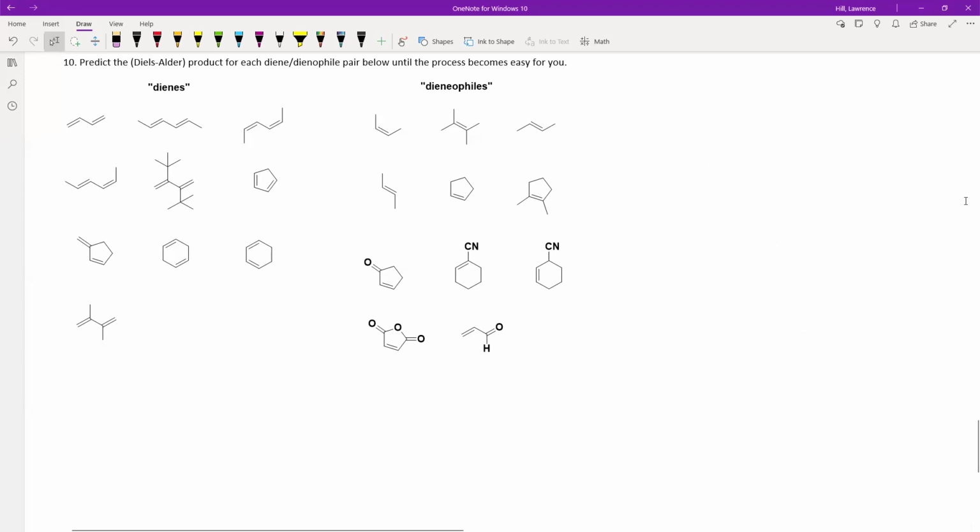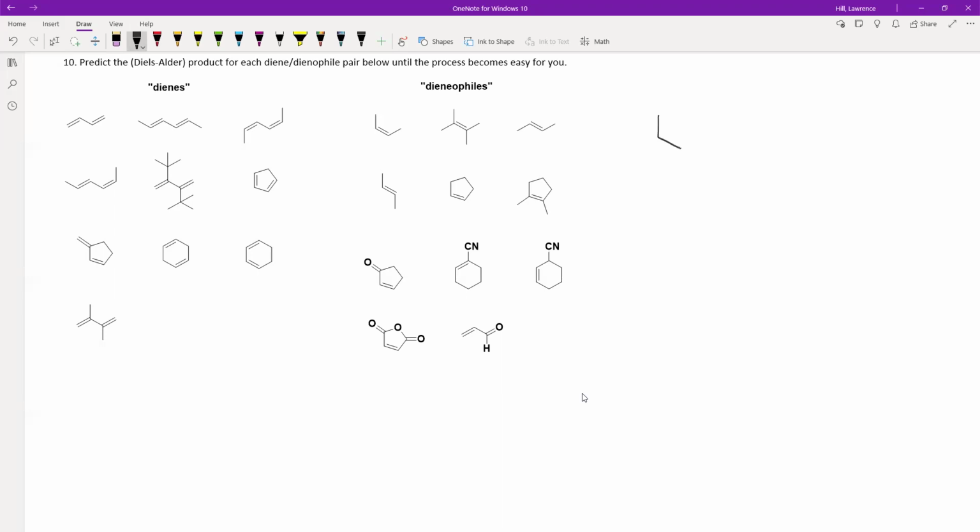Now, I don't expect you to go through every possible pair of dienes and dienophiles. So there are lots and lots of possible combinations that you could put together here. So, do it until you feel like you don't need to do it anymore. And that's really a matter of judgment.